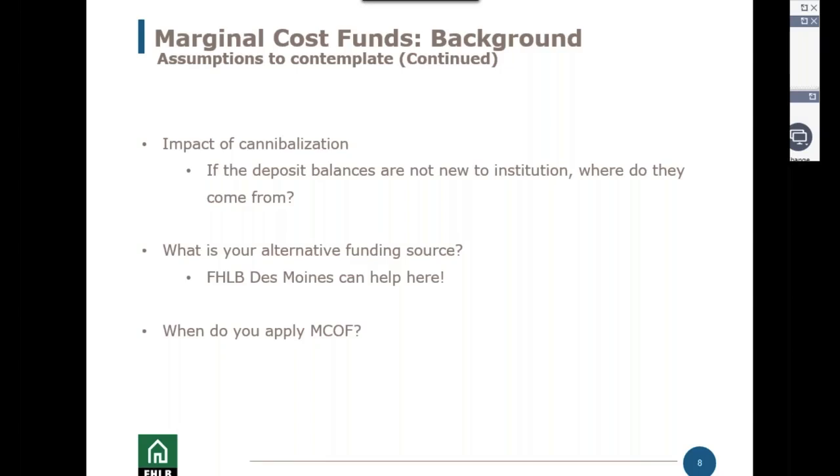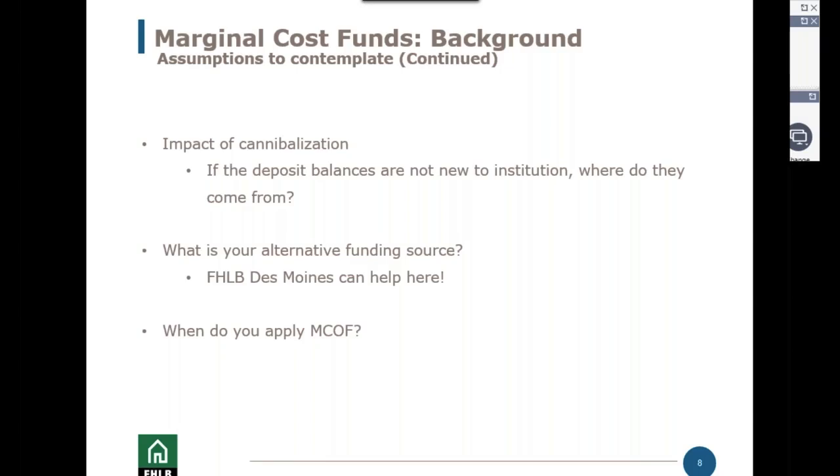Also, what is your alternative funding source? The Federal Home Loan Bank can help you here. We want to be the lender of first resort, not the lender of last resort. We're a time-proven partner, a time-proven option for all of our institutions.